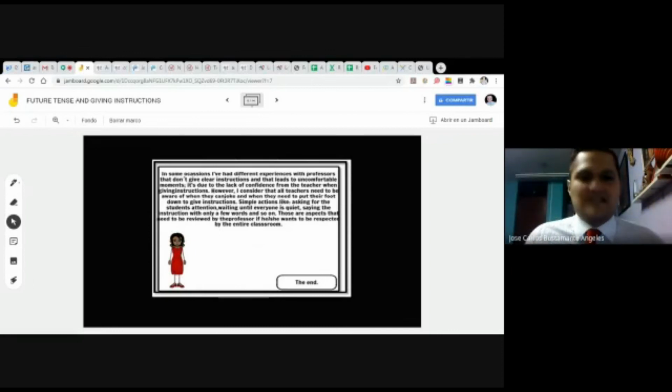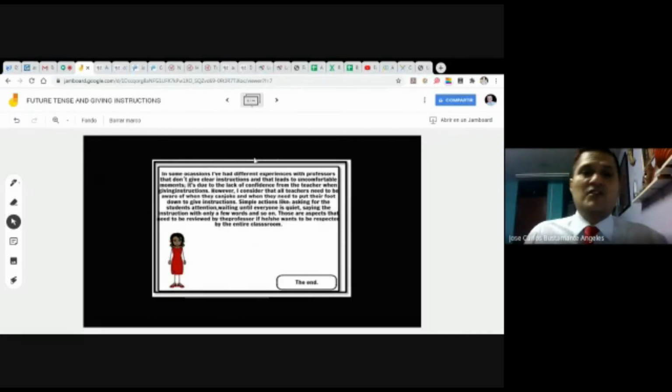We can do many activities actually. Okay, but there are times where the teacher has to be strict and also has to be polite, but has to give instructions because we have to start the class. We need to develop an activity. We have to reinforce one topic that we did the last month, the last class, anything. Those are aspects that the teacher needs to review if he wants to be respected by the entire classroom.